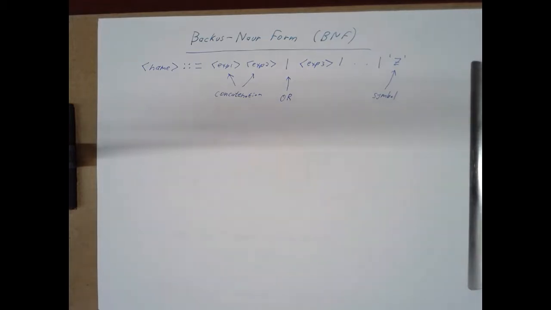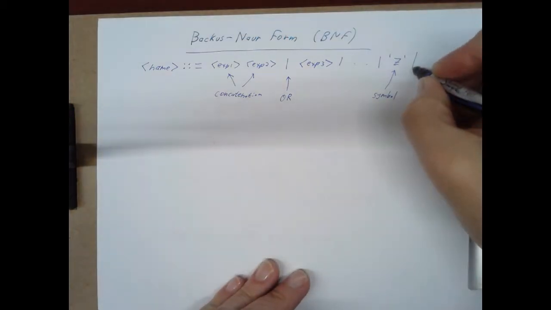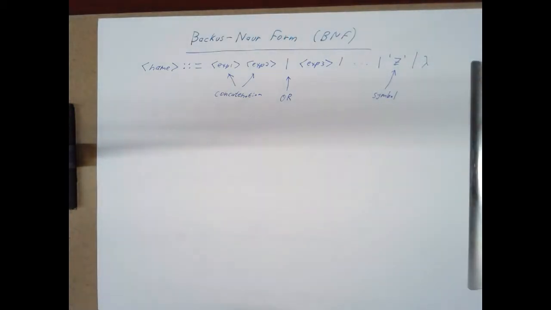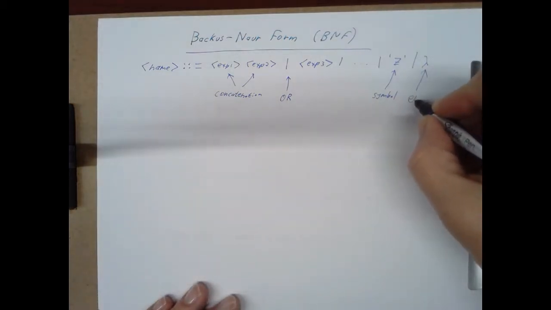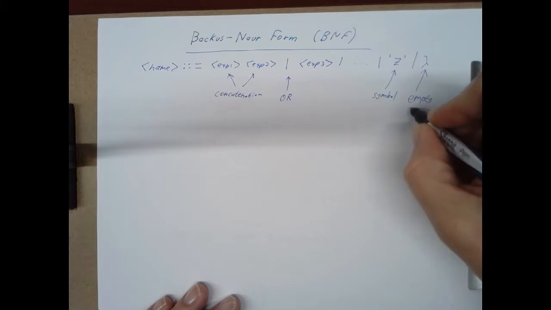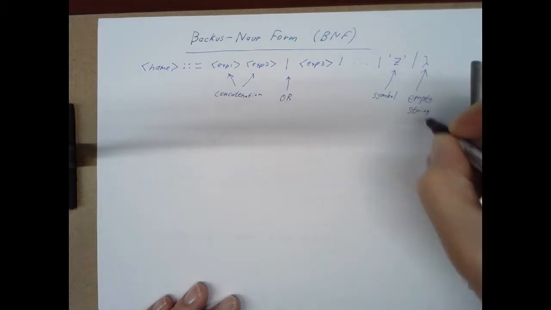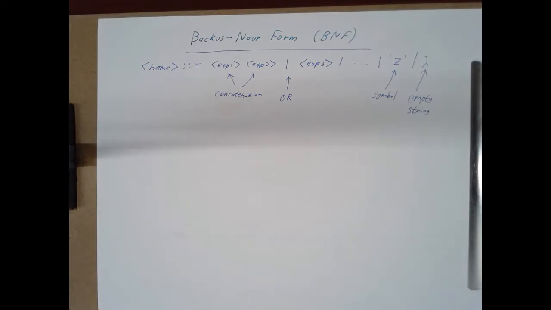So something on the left, we're defining whatever that name is and saying that it can be any of these things separated by ors. In this case, expression 1 followed by expression 2, or expression 3, or whatever else, or maybe just the character z. And sometimes we'll say, or it could be an empty string. So that's our good old lambda, empty string. And not everything can be an empty string, but sometimes that'll be useful.